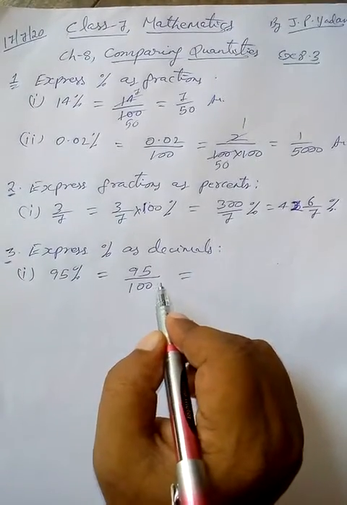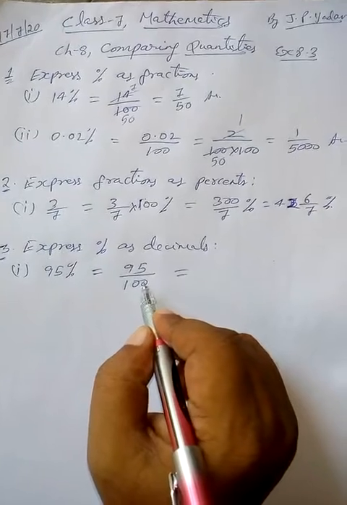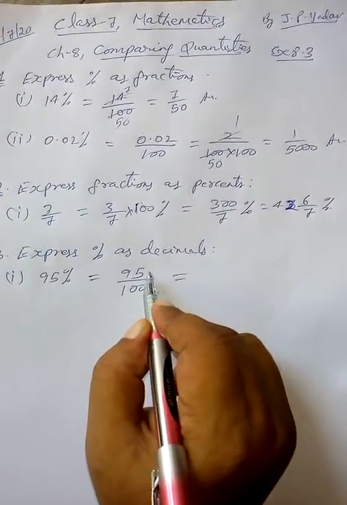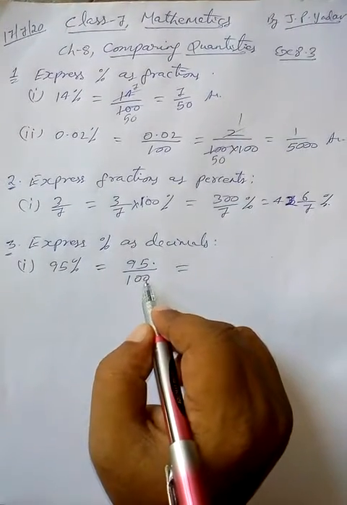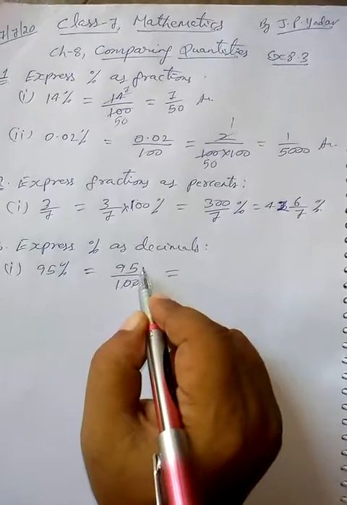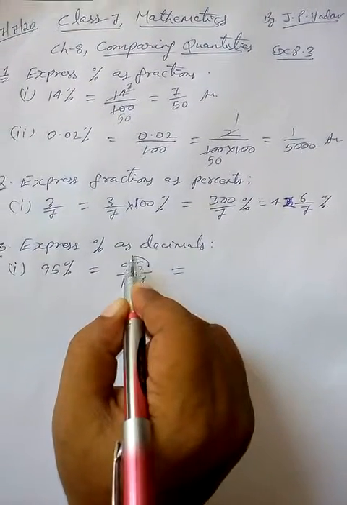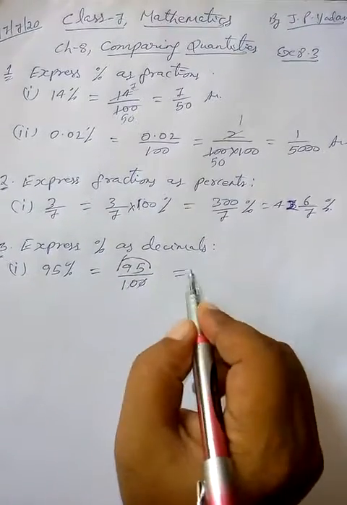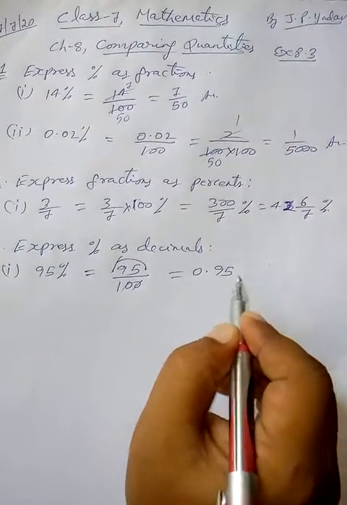Now you can turn it into a decimal by just placing the decimal from the last of the number, counting the digits and the 0s. Here it is 100, so the decimal will move to the left by 2 digits. So 0.95 is the answer.